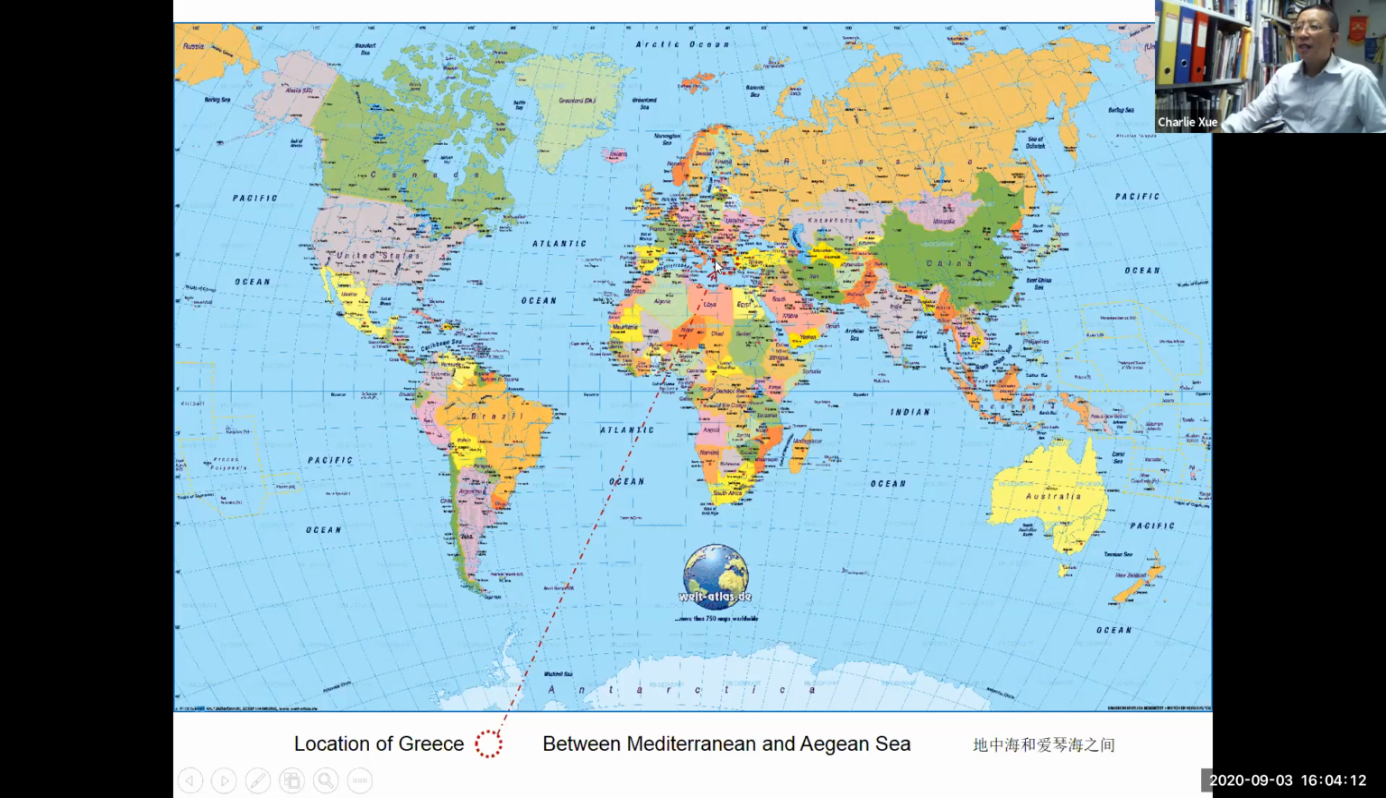Greece is here, as you see, and we are here in Hong Kong. This is Greece, and this is the Atlantic. This sea is called the Mediterranean, and Greece is a hot area. In the summer it's very hot and dry, not so humid as Hong Kong, but hot and dry. The Mediterranean and Aegean Sea are right here.